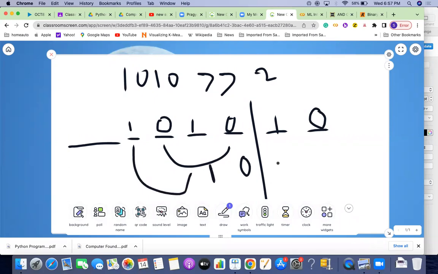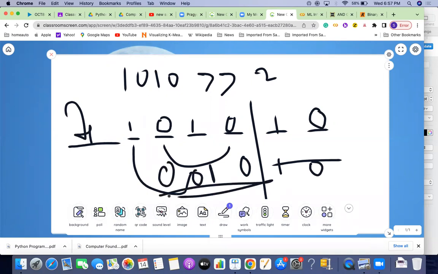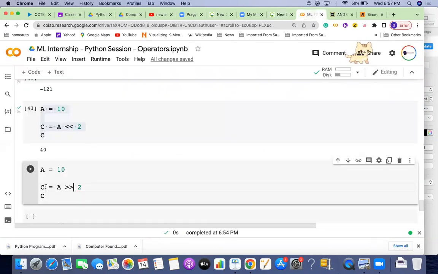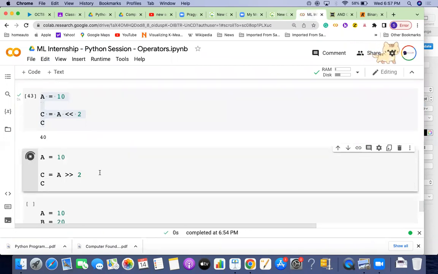Correct? This is how it is shifted, no? 1010. So this part is out. The new digits added are 0, so all these new bits will always be 0. This is the output. And what is this value? Value is 2. Yes or no? Yes, sir. Are you following me? Understood, left shift and right shift. So if I do that, I should be able to get the value 2.